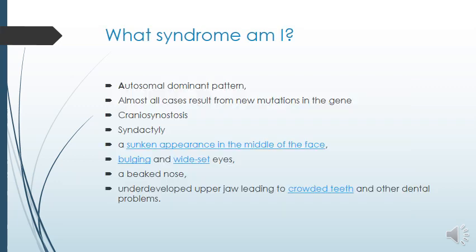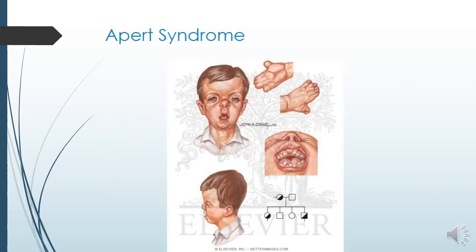So what syndrome am I? I have an autosomal dominant inheritance pattern. Almost all cases result from mutations in the gene. I have craniosynostosis, syndactyly. I cause a sunken appearance in the middle of the face, bulging and wide set eyes, a beak nose, and an underdeveloped upper jaw, leading to crowded teeth and other dental problems. And I am Apert syndrome.